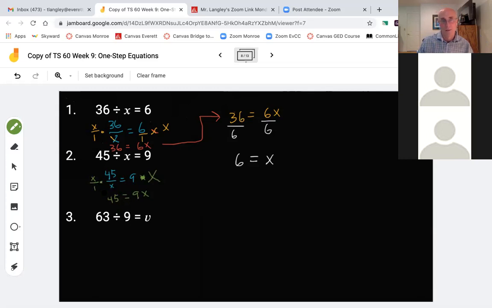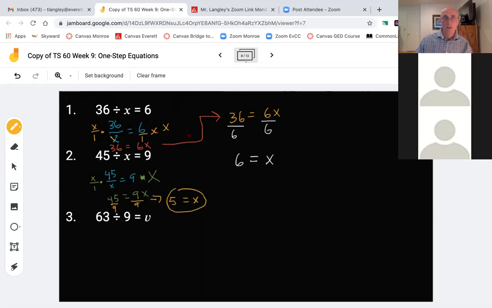These x's cancel. 45 equals 9x. I guess I'm doing the whole thing, aren't I? Yeah, I am. Now to get x by itself, I see that 9x, 9 times x, this operation is multiplication. Get rid of multiplication by doing the opposite. Divide by 9, divide this side by 9, and I get x equals 5. 9 goes into 45 5 times. Okay, that would be my answer.